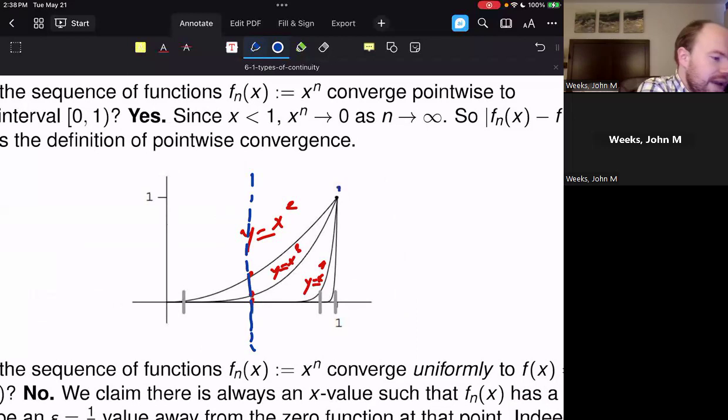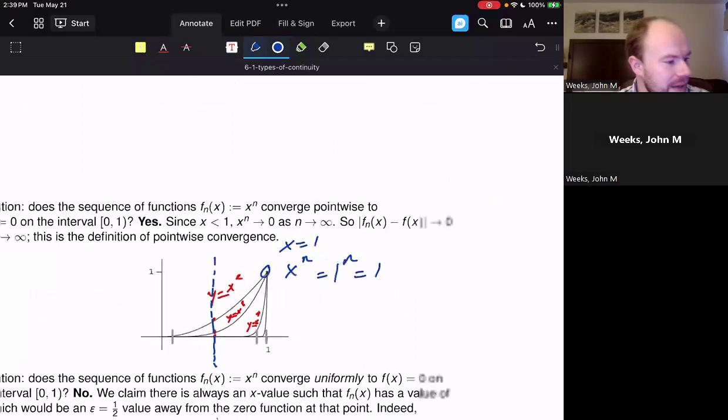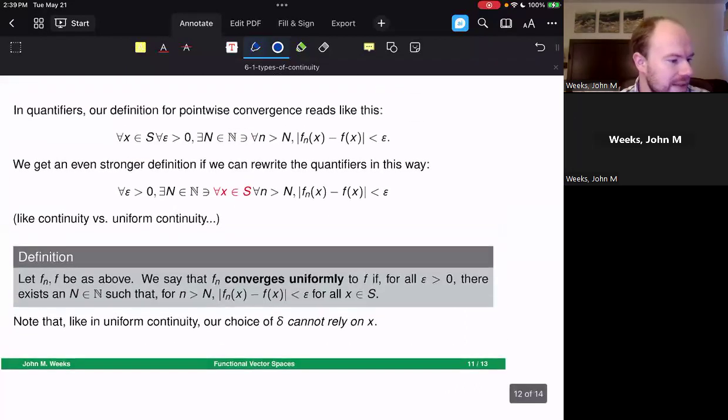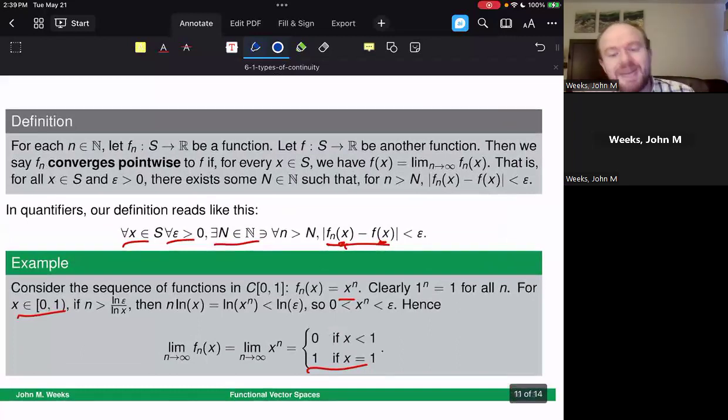At 1, on the other hand, that just sticks around and is 1, because whenever I take x equal to 1, x to the n is just 1 to the n, which is just equal to 1. So that's why I end up getting this piecewise limit or pointwise limit of this function to be 0 when x is less than 1 and 1 if x is equal to 1. Over here, I also tell you what n value you would need to choose to do this argument rigorously.